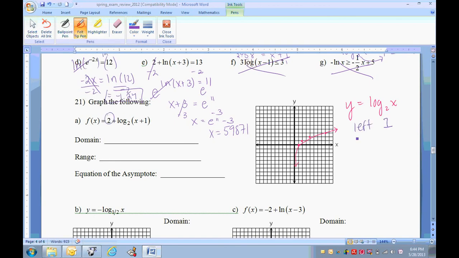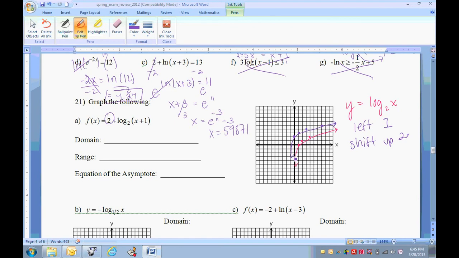And this 2 out front means I'm shifting up 2. So I'm going to take each point and shift left 1 and up 2. And when I do that, my purple becomes my new graph.